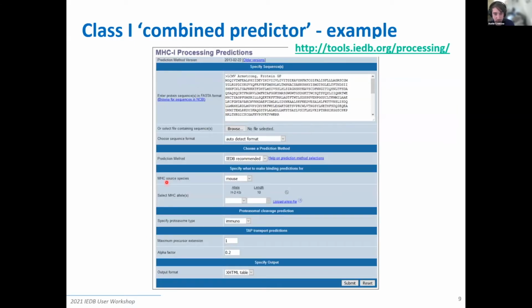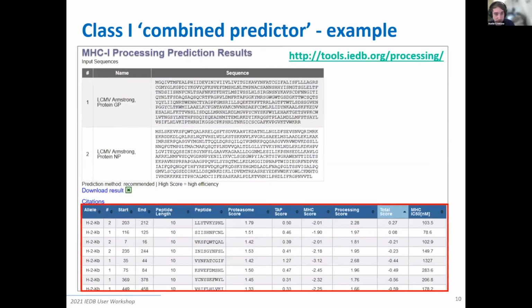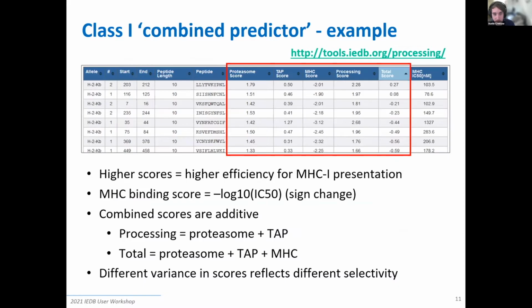Once again, here's your interface with the protein sequences uploaded in FASTA format. You would then hit submit, and here's what you get out. You have this table here. This table is going to have information about what you uploaded, and it's also going to have the prediction scores. Looking at these closer, you have your proteasome score, TAP, MHC, processing, and total scores. The higher the score, the higher the efficiency for MHC class 1 presentation.